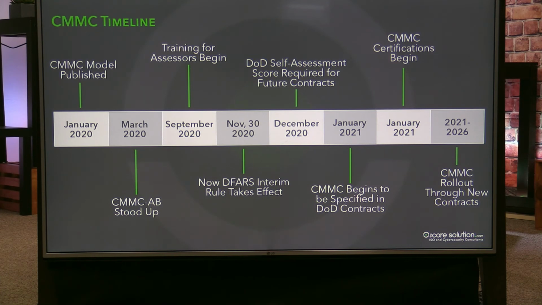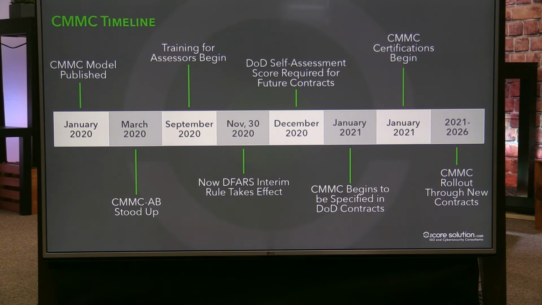That continues to this day. It'll continue the rest of this year and going forward. To certify 350,000 companies, you think they're going to need a few thousand auditors, right? So it's going to take some time. That started in September. The DFARS Interim Rule appeared in November.